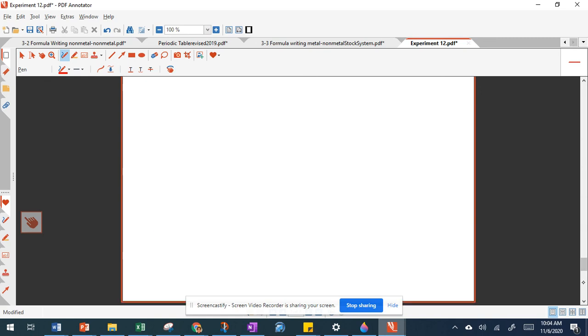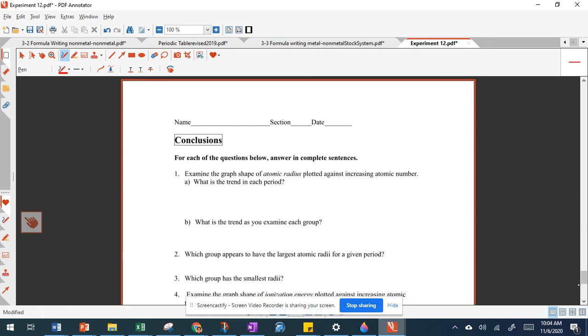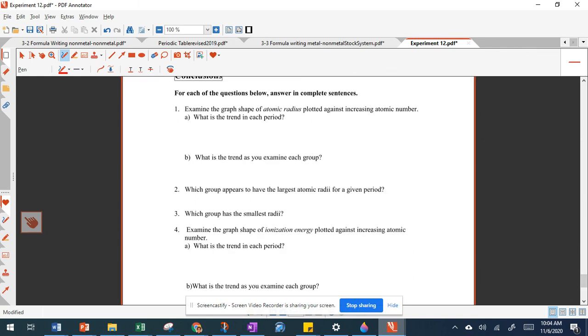The very last thing in the lab I want to go over is for here, make sure you are examining what you actually have on your graph. Look at your graph, see what the general trend is in each period, each group, and then which group from your graph has the largest radius for a given period, and which one has the smallest radius. So this will be from your graph.